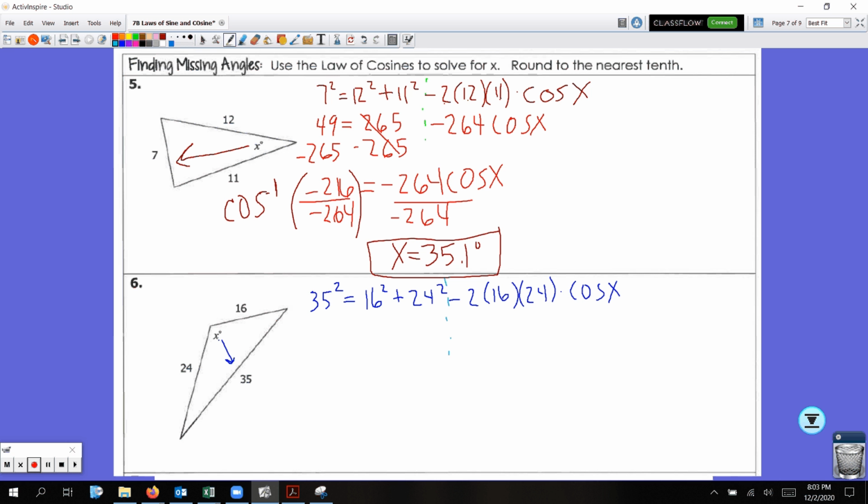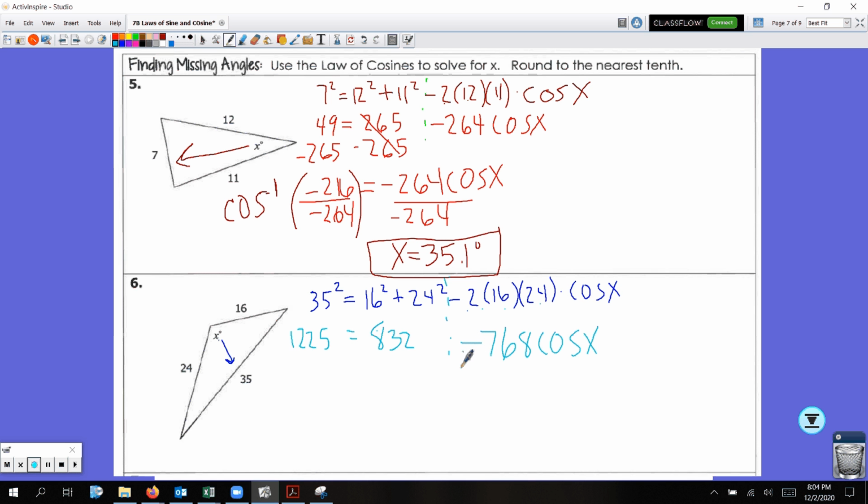Separate it. First, we calculate 35 squared. That's 1,225. Then I figure out what 16 squared plus 24 squared is. That is 832. All right, now we can figure out what negative 2 times 16 times 24 is. Definitely going to be negative, right? Negative 2 times 16 times 24 is negative 768 cosine x.